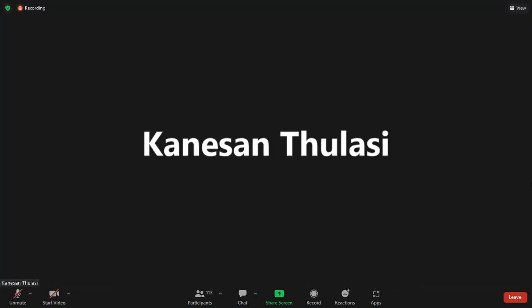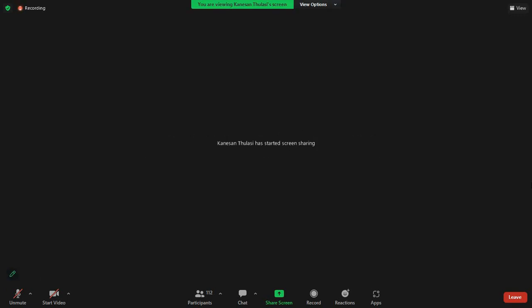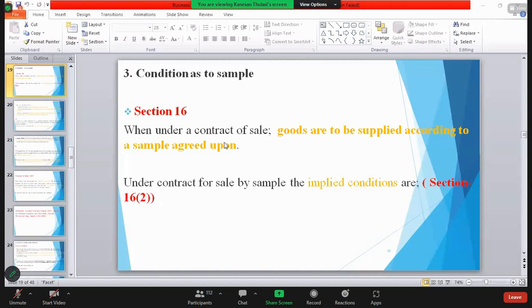Now we go back to the slide and understand what is sale by sample. Also, what I'm explaining under section 16, you can see in slide 2. When under a contract of sale, goods are to be supplied according to a sample agreed upon, in a contract for sale by sample, what's the implied condition? The bulk should correspond, on reasonable examination, to the sample. If you find any defect, then you can tell the seller and the seller can exchange the goods. If in the reasonable examination you are not able to find the defect and only at a later time you identify the defect, then the seller is liable for that.